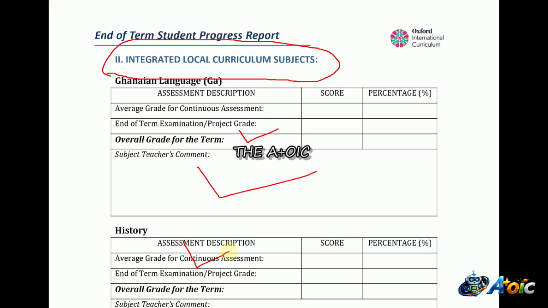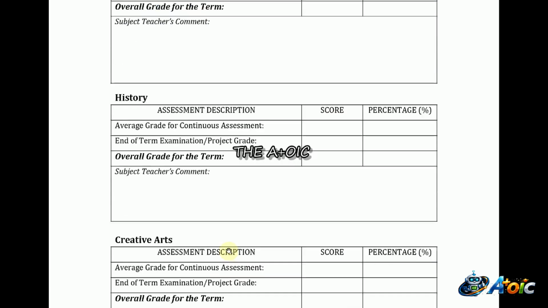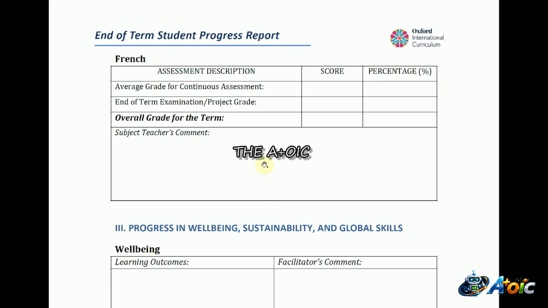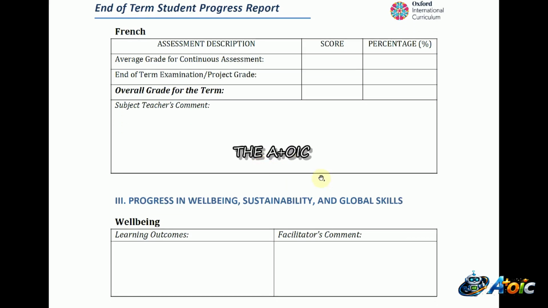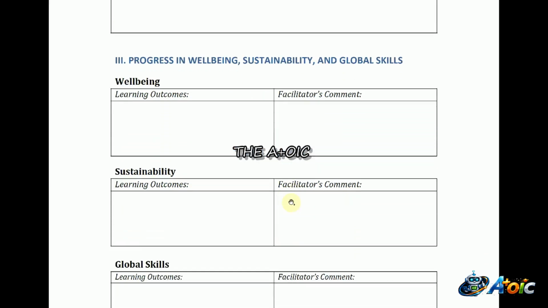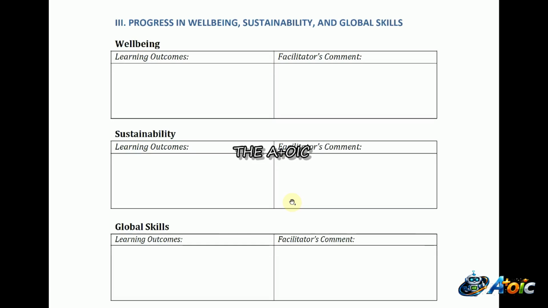History, the same thing. And creative art, the same thing. And then French, also the same thing. So now it comes down to the joy of learning. Right, the three other subjects which form part of the OIC, that is well-being, sustainability, and global skills.